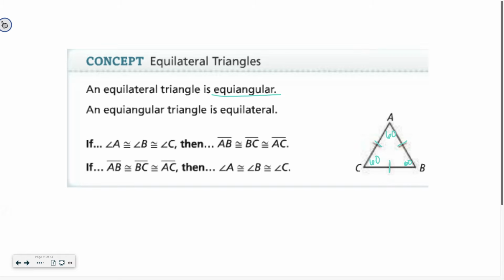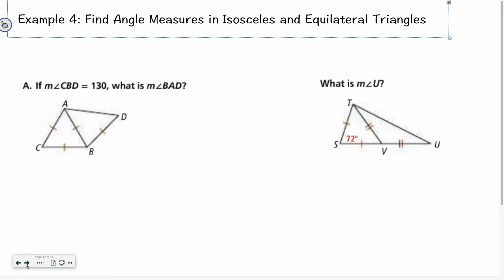Okay? So if it shows that all 3 angles are congruent, that means all 3 sides are congruent. On the flip side, if I show you that all 3 sides are congruent, then you can assume that all 3 angles are also congruent. So let's find some angle measures in isosceles and equilateral triangles.